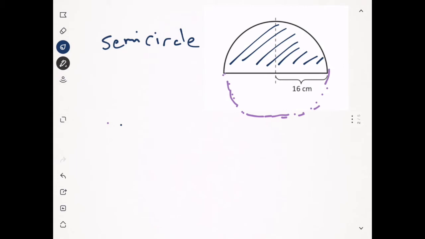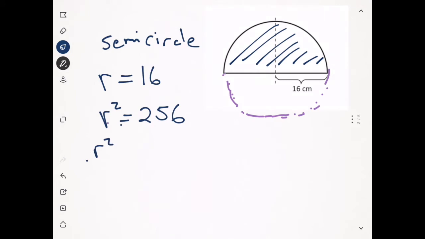So we're going to follow our steps. Step 1, what is the radius? In this case, they give it to us, it's 16. What is the radius squared? 16 times 16, that's 256. And then we multiply the radius squared by pi. And that gives us 803.84 centimeters squared, but that's not the answer because that would be the area of the full circle.